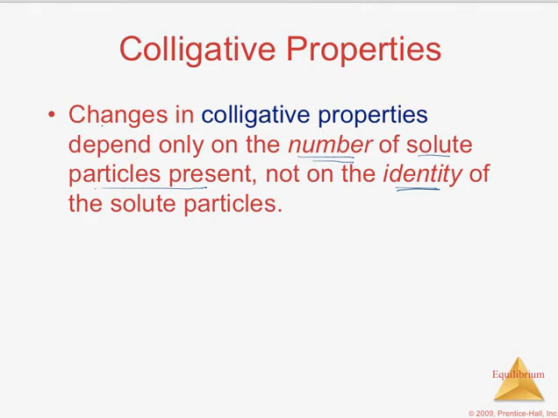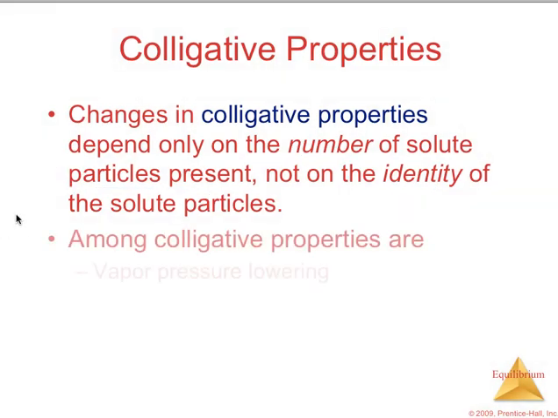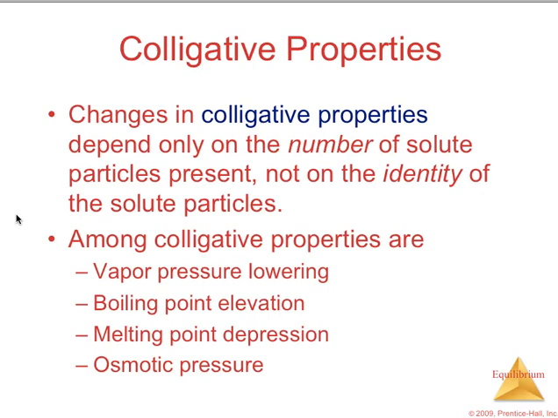So we'll be talking about Avogadro's number and moles to represent the number of particles present. The colligative properties that we'll be looking at are vapor pressure lowering, boiling point elevation, melting point depression, and a limited look at the osmotic pressure, and how the number of particles in the solution affects those four properties.